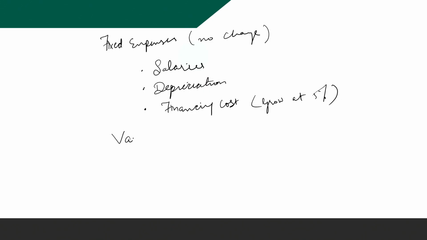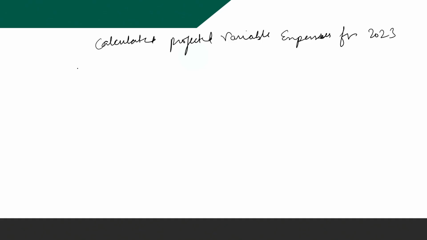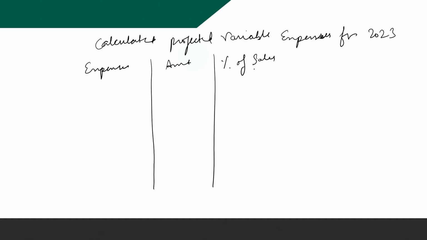Now talking about the variable expenses, all the left out expenses we will consider as the variable, and we will have a growth in all the expenses at the rate of 10%. So now we are going to calculate projected variable expenses for the year 2023. For the first variable expense, we calculate its percentage of sales of our base year, which is 2022, and then we are going to find out the projected percentage for 2023.